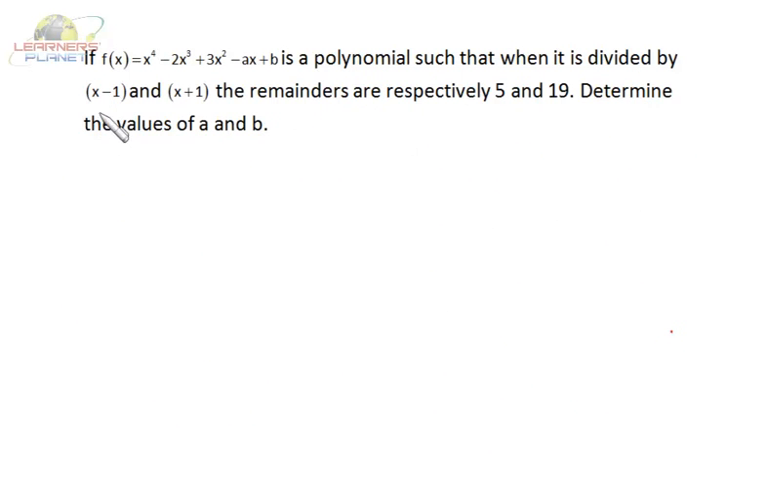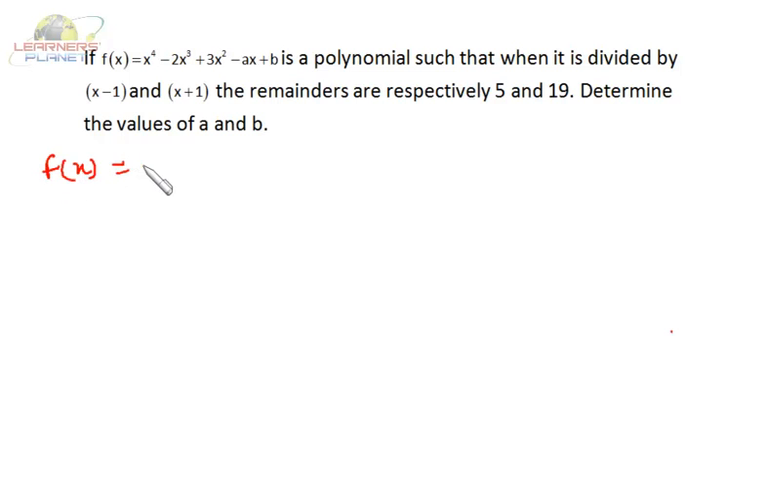Now let's see this question. If f of x is a polynomial such that when it is divided by x minus 1 and x plus 1, the remainders are respectively 5 and 19. We have to find out the values of a and b. Now, very simple application of remainder theorem. Let's begin.